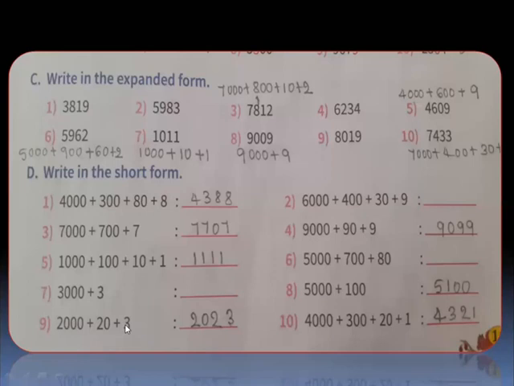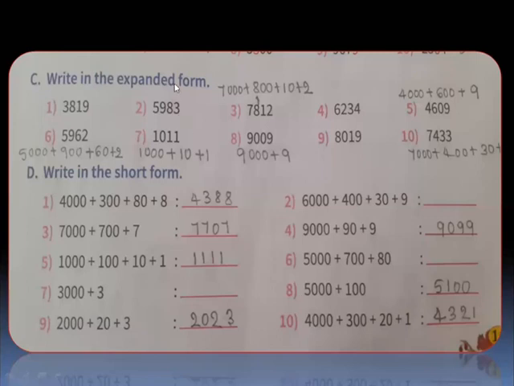2000 plus 20 plus 3. Here also in the 100 place, no number. So, it will become 2023. Next, 10th one. 4000 plus 300 plus 20 plus 1. It will become 4321. Understood on this one?